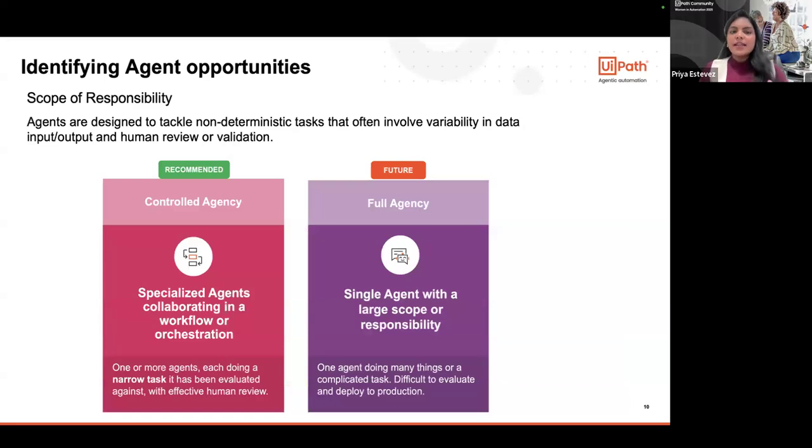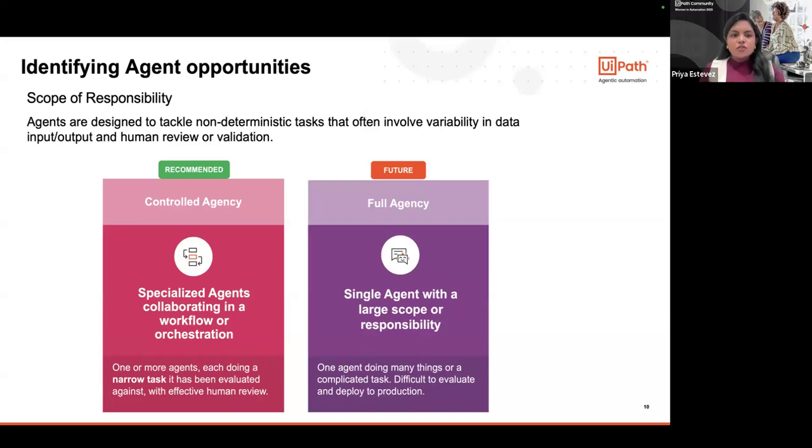Now we'll talk about identifying the opportunities. I know in the pillars we talked about the scope of responsibility and all the information that we shared. So one of the key ideas here is to share what the scope is. When you talk about agents, the scope could vary, where you could give an end-to-end business process to one agent and let it do all the steps.